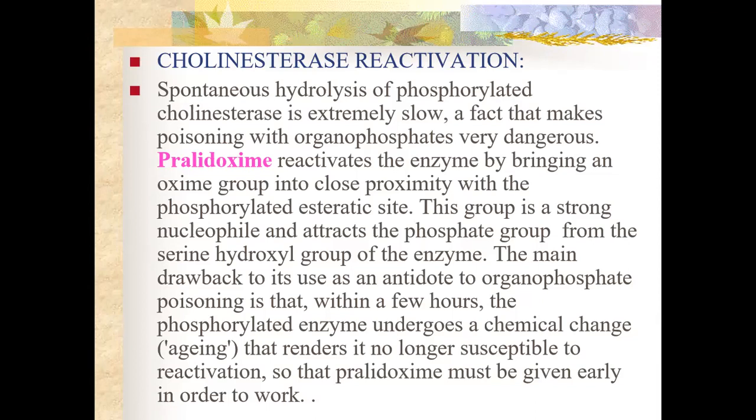So what is the next drug of choice? The drug of choice is atropine. It is an anti-muscarinic drug. It is given intravenously, 2 milligrams every 10 minutes till the pupils are dilated, or we say full atropinization. And the maximum dose of atropine can be anything from 50 milligrams to 100 milligrams, or even more, depending on the severity of the poisoning.